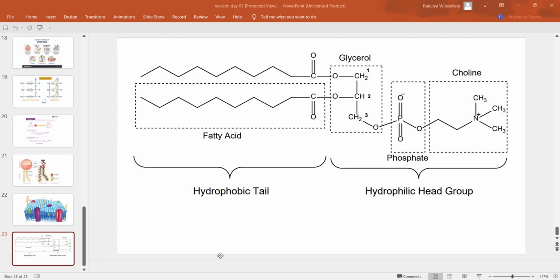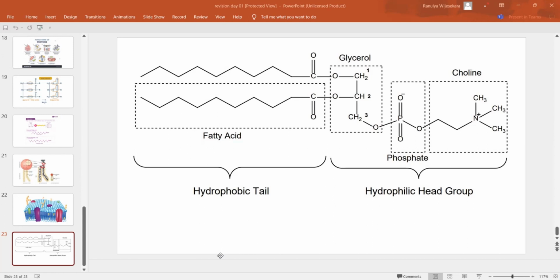Next point. Unsaturated fats. Made up of unsaturated fatty acids, with hydrocarbon chains having one or more double bonds. Next point. Liquid at room temperature. Example, plant fat or vegetable oils.